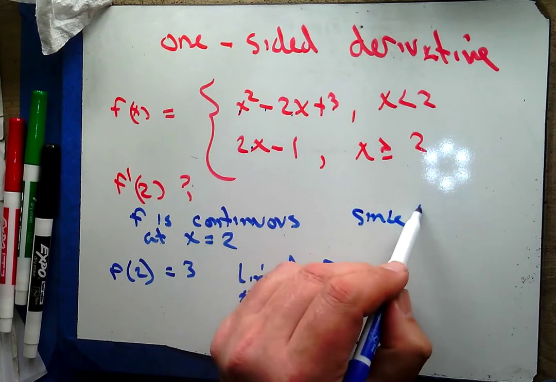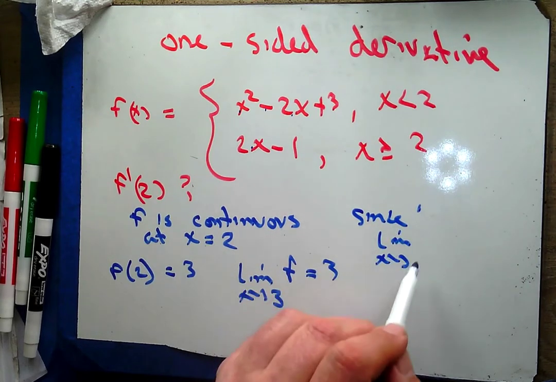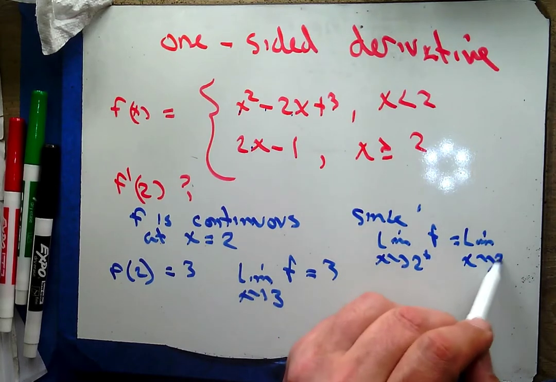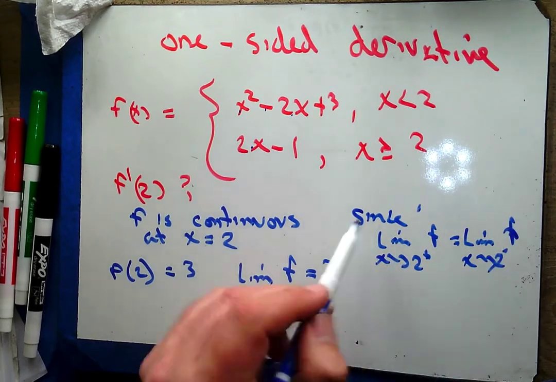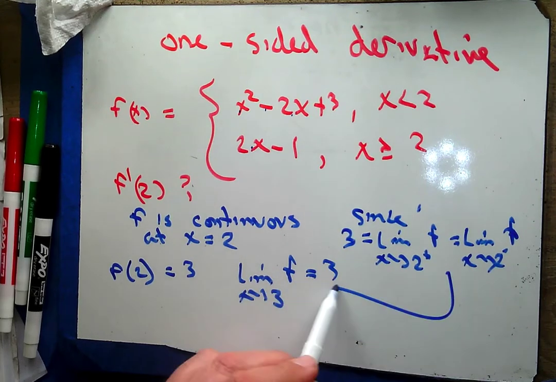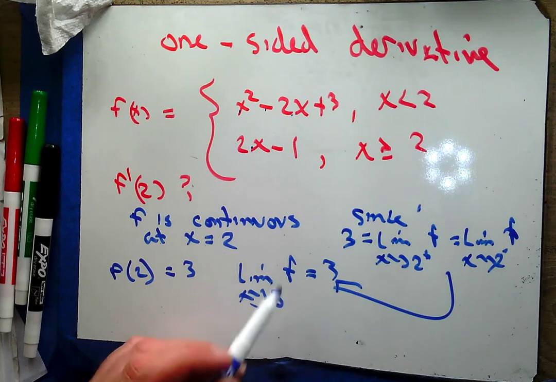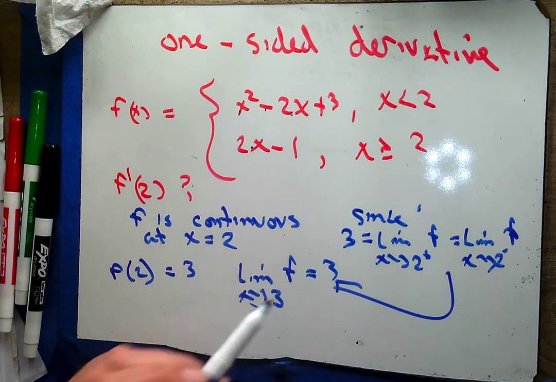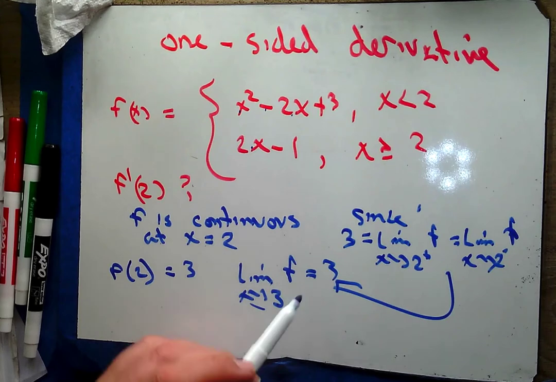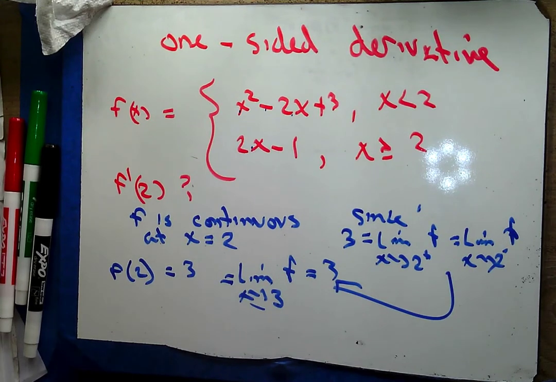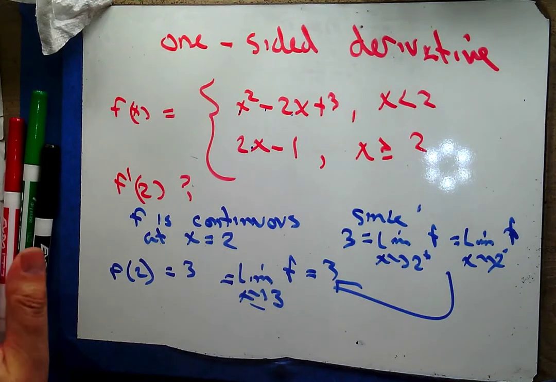Since the limit as x approaches 2 from the positive side of f equals the limit as x approaches 2 from the negative side of f, and these limits equal 3, we can say the limit exists on the function at that point and is also equal to 3. And since that limit of the y values is equal to the value of the point, we know that the function is continuous at that point. Well, what's the other thing we need for differentiability?